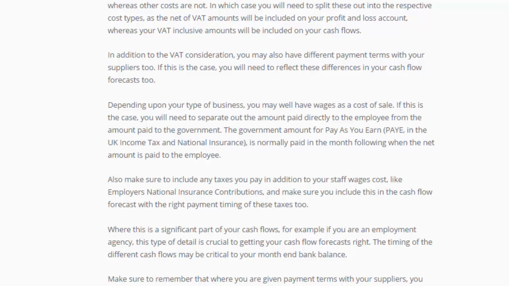Also, as with sales, where you are given payment terms from your suppliers, and these may be different and vary from supplier to supplier, you'll need to split these out. So there may be some that you have to pay cash or immediately. There may be some that give you 30 days, 60 days, and so on, depending on what you can do. So you'd need to split those out so they appear on your cash flow forecasts in the correct period, but of course they would appear on your profit and loss account when they're incurred.